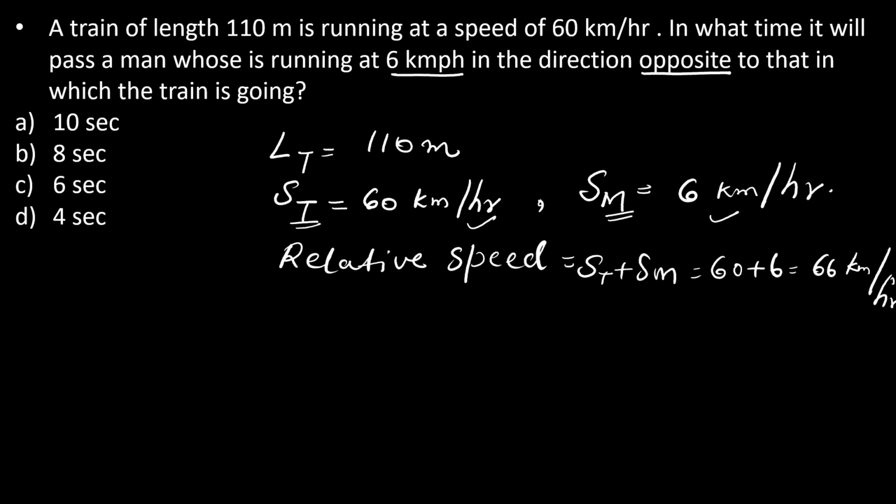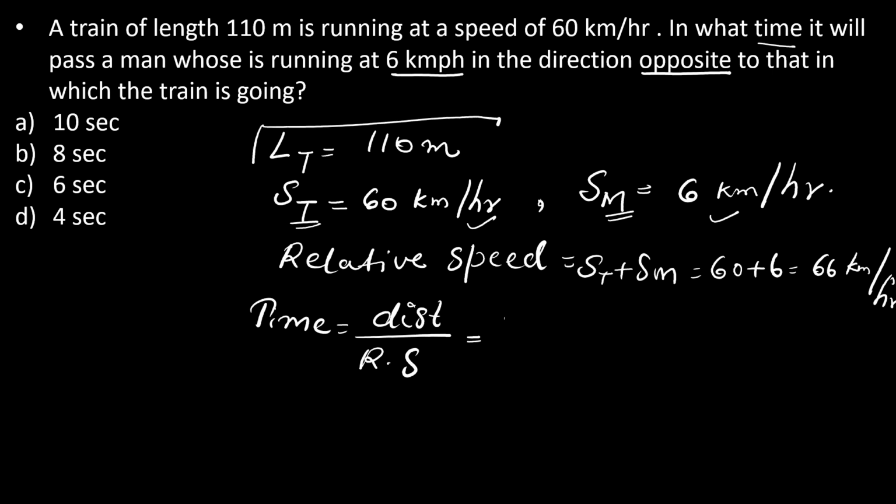Now we have to find the time it will take for the train to pass the man. So we know that time is equal to distance by relative speed. So here distance is equal to the length of the train. We have already discussed that when a train is passing a stationary thing, that is a man or a pole, the distance will be the length of the train, divided by the relative speed.